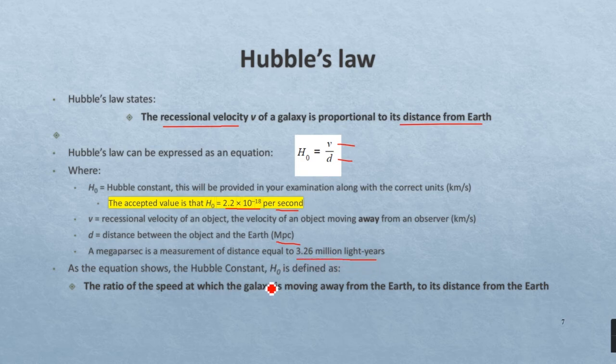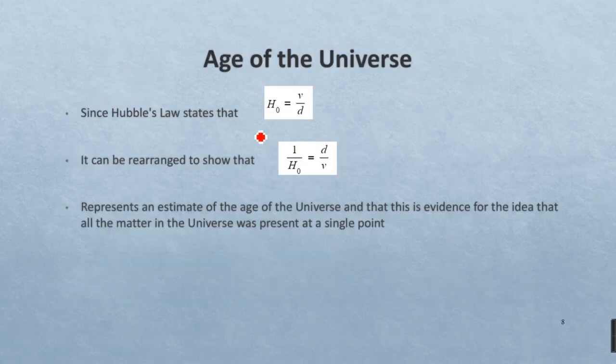If you solve for the Hubble constant, you can define it as 2.2 × 10^-18 per second. This is the ratio between the speed of a galaxy moving away from the Earth and the distance of that galaxy relative to the Earth. Okay, so now let's look at another slide that talks about the Hubble constant as well. Calculate and find the age of the universe.